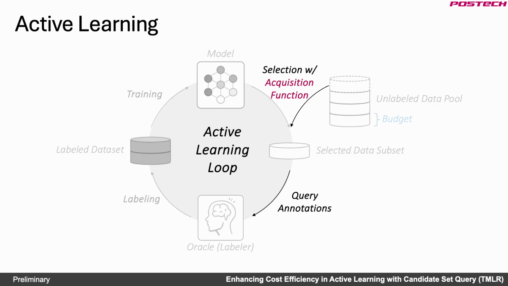But where does the main cost arise? It's in annotation. Each time the oracle provides a label, it requires effort and time. That's why it's important not only to select informative samples, but also to consider annotation cost. Our approach addresses this by proposing a more efficient query design for retrieving labels and a cost-efficient sampling method for choosing which samples to annotate.